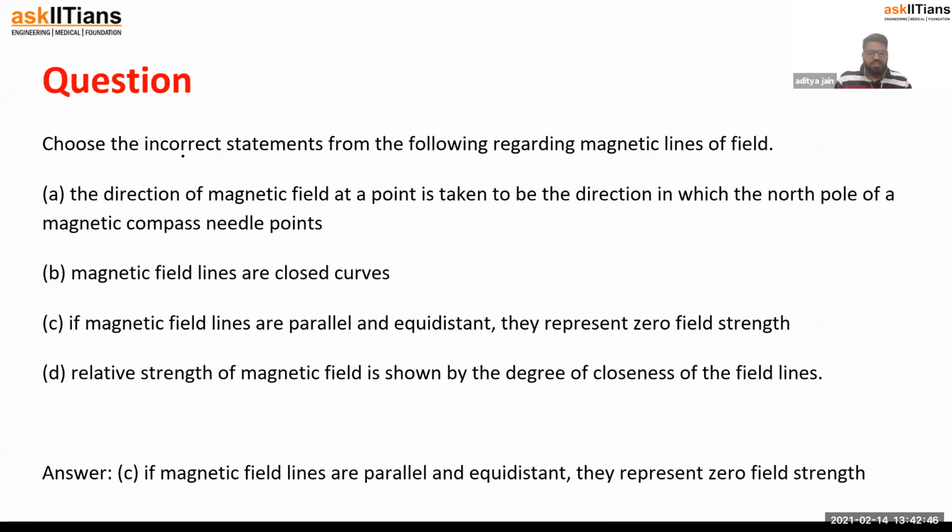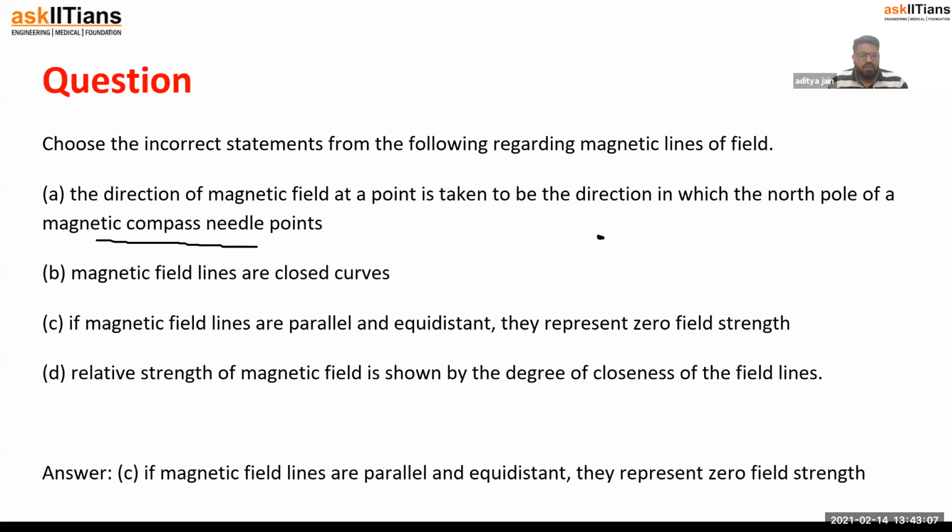Okay. Now see some questions. What we are seeing: choose the incorrect statement from the following regarding magnetic field lines. So we have to choose the incorrect statement, so we have to see all these statements first. The first statement is that the direction of magnetic field line at a point is taken to be the direction in which the north pole of a magnetic compass needle points. So this is correct basically.